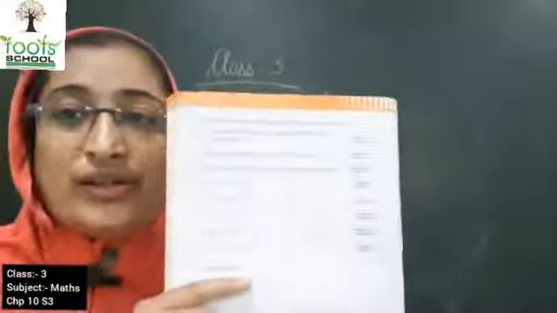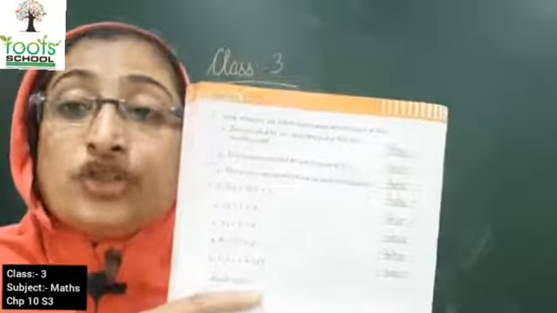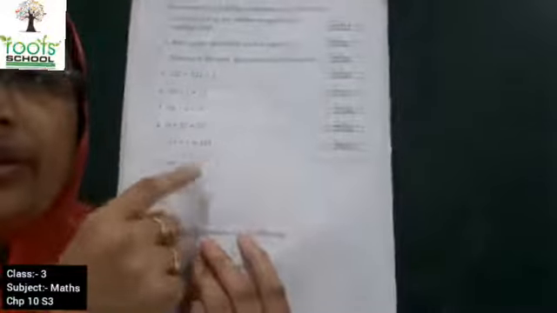Now C. Division is the same operation as multiplication. No, it is a false statement. Division is inverse operation of multiplication. Now kids, these all sums you have to solve in the rough space which is provided over here.